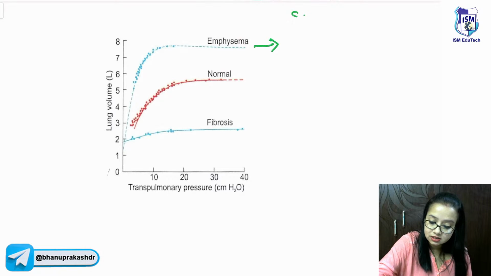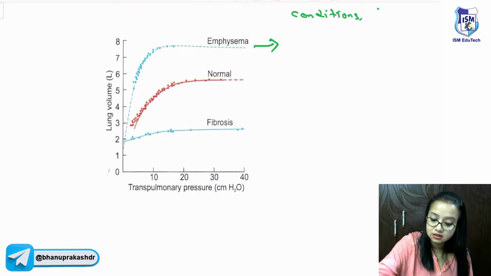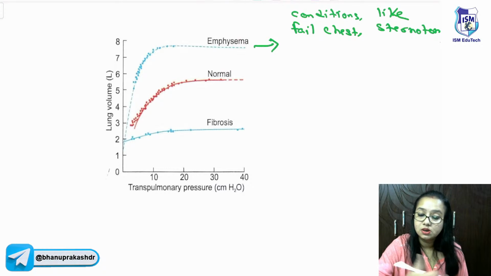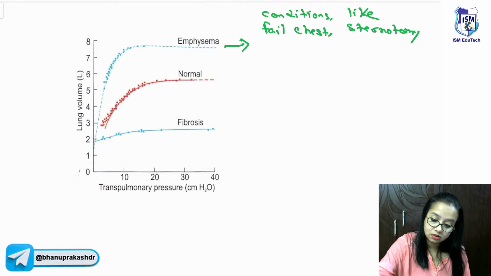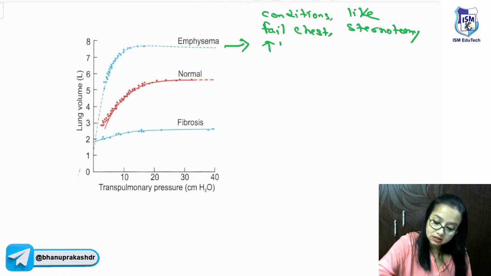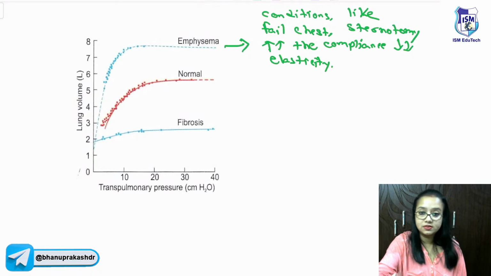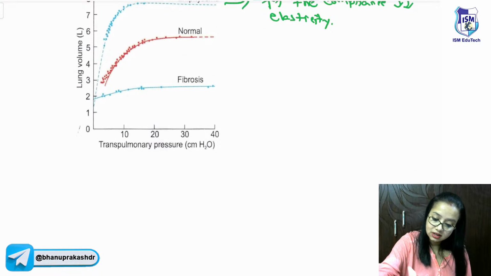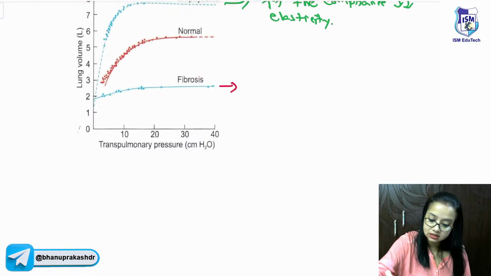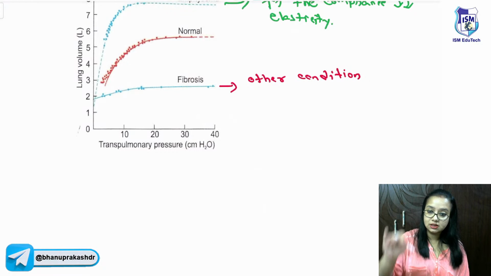Now, other conditions like flail chest or sternotomy, the incision that we make in the sternum while accessing the heart for any kind of operation, increase the compliance and decrease elasticity. Other than emphysema, these are also conditions where these changes are seen. In fibrosis, and other conditions which give a similar depression, the curve will move downward.